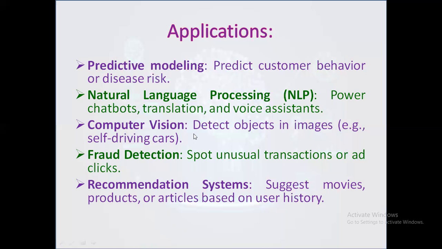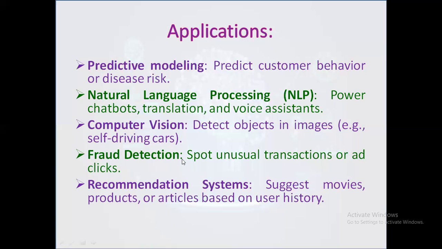The next application is computer vision. In computer vision, machine learning is used to interpret visual data such as images and videos. In this case, ML models can be trained to detect objects, recognize faces, and understand scenes, making them essential in fields like automation, autonomous driving, medical imaging diagnostics, and security surveillance.